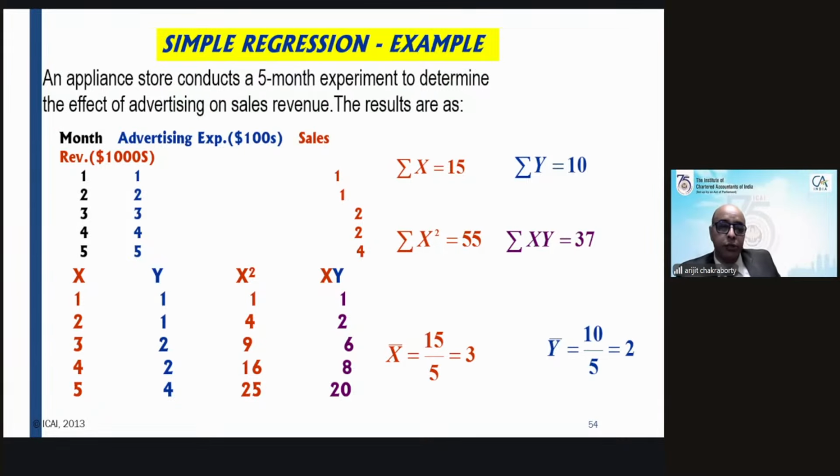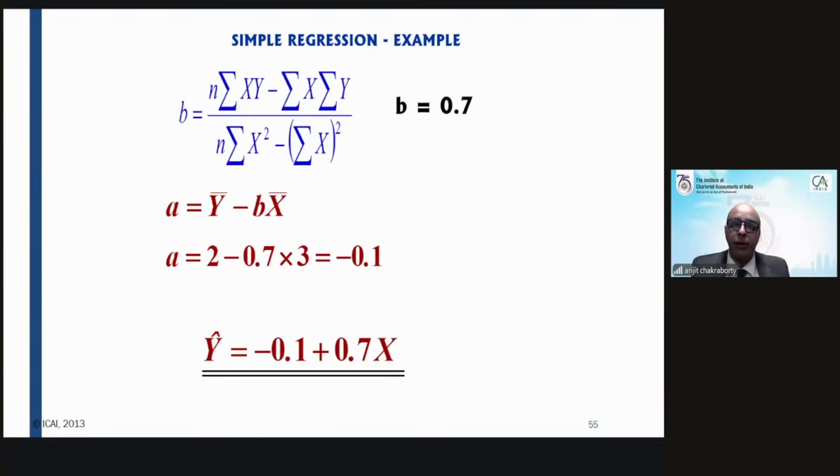Here you can see that sigma X is 15, number of months is 5, that is, N is 5. So X bar, the average mean, is 15 by 5, which is 3. Similarly, Y bar, the average of advertisement expense, is 10 divided by 5, which is 2. Now, finally, we are putting that in the equation to find the value of B, which is the regression coefficient. Just like we were finding the correlation coefficient, same for the regression coefficient. So we are getting B equal to 0.7.